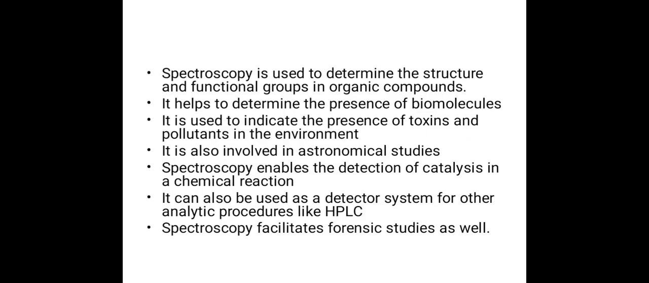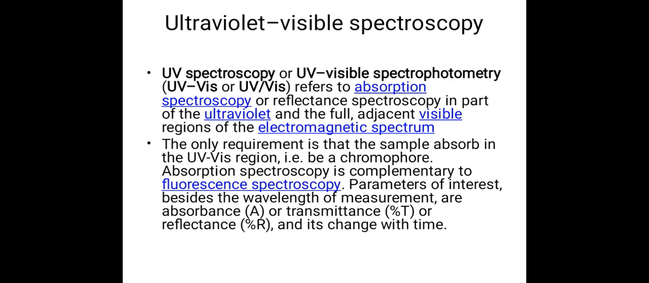Spectroscopy is used to determine the structure and functional groups in organic compounds. It helps to determine the presence of biomolecules. It is used to indicate the presence of toxins and pollutants in the environment. It is also involved in astronomical studies. Spectroscopy enables the detection of catalysts in a chemical reaction. It can also be used as a detector system for other analytical procedures like HPLC. Spectroscopy facilitates forensic studies as well.